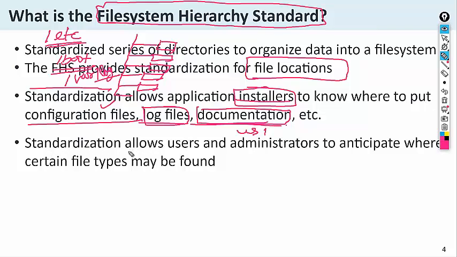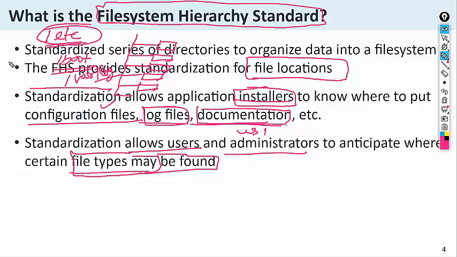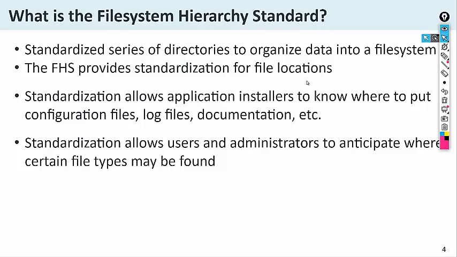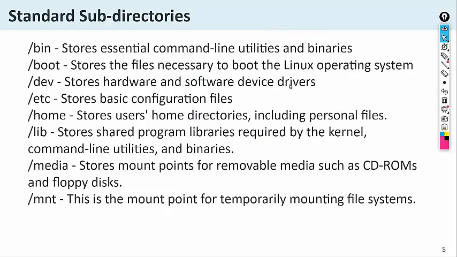This allows users and administrators to anticipate where certain file types may be found. For example, if you are looking for a configuration file, you will go inside the etc folder. If you are looking for the boot configuration files, you will go inside the boot folder. If you are looking for the log files, you will go inside this particular location. That is the work of the File System Hierarchy Standard.